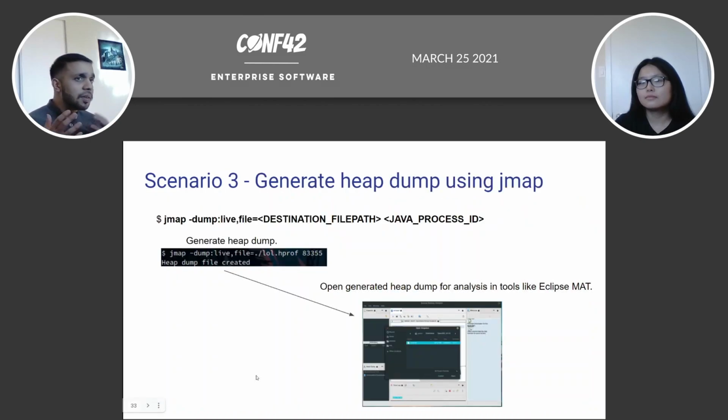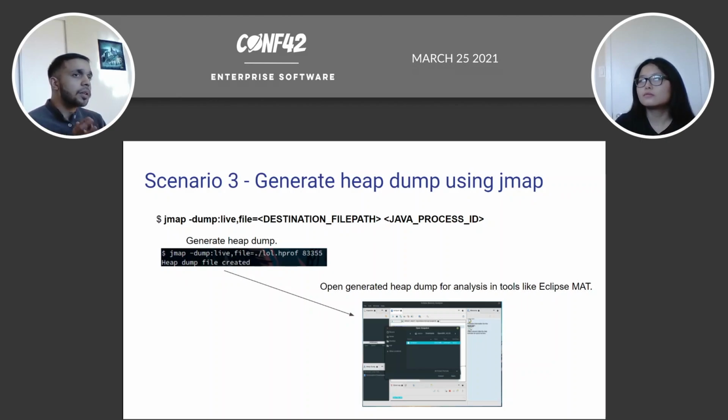So there are several ways to go about triaging this. One such way is to use a tool called JMap, as mentioned by Silvia. That's included with the JDKs. And as long as we know the process ID of the Java application that has a high memory usage, we can use the JMap command and generate a heap dump from it, which is nothing but a snapshot of the heap memory at that point in time.